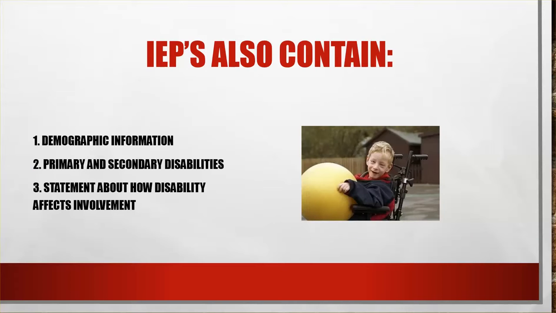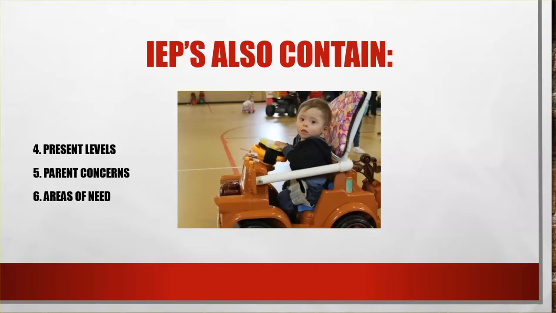IEPs also contain, number 1, the demographic information of the child. Number 2, the primary and secondary disabilities, if there's more than one. Number 3, a statement indicating how the student's disability affects involvement and progress in the general curriculum, or for preschoolers, participation in appropriate activities. Number 4, present levels of academic achievement and functional performance are documented. Number 5, parent concerns regarding educational progress are also noted.